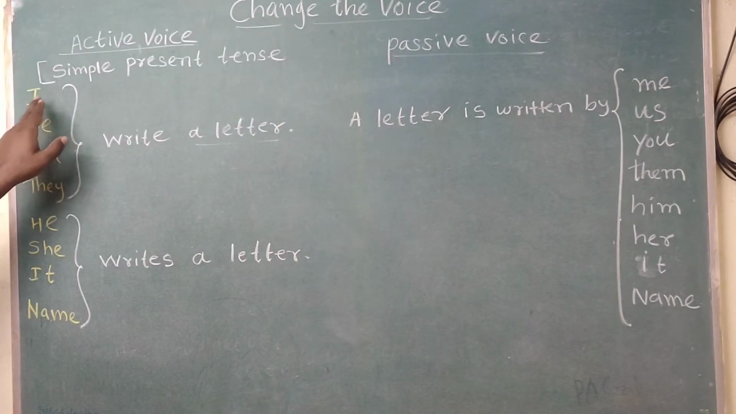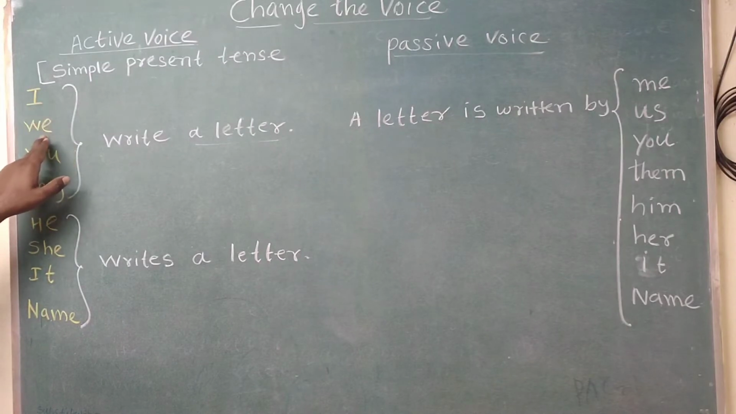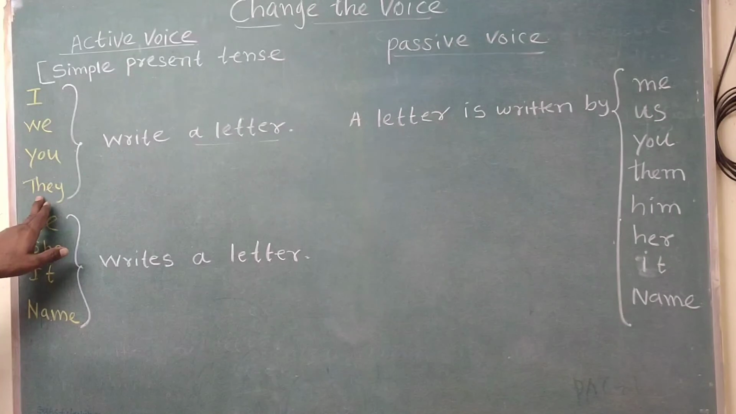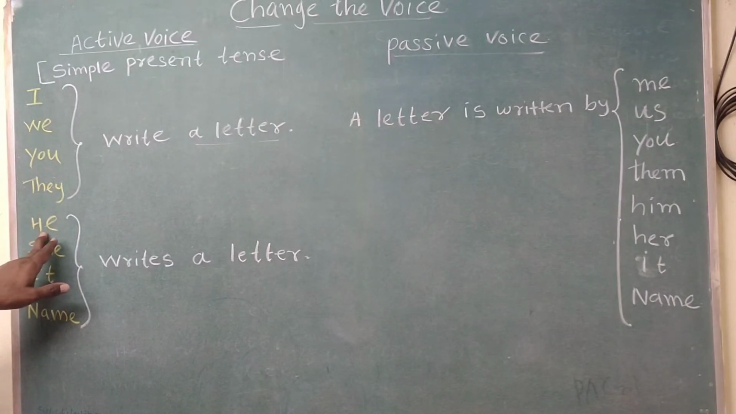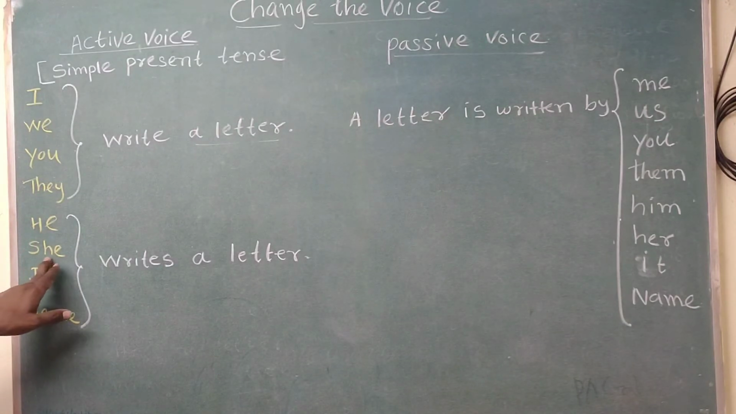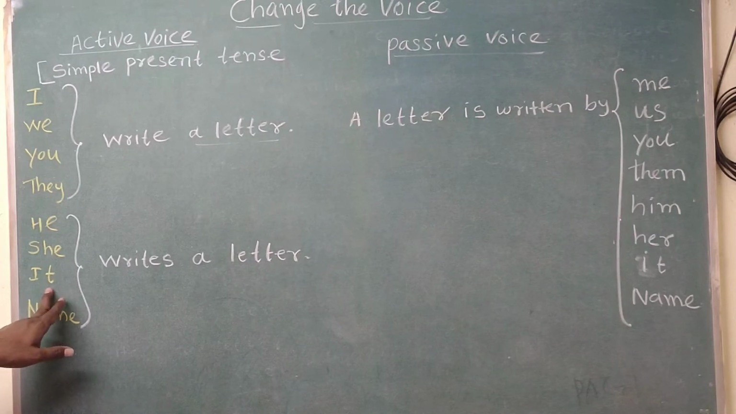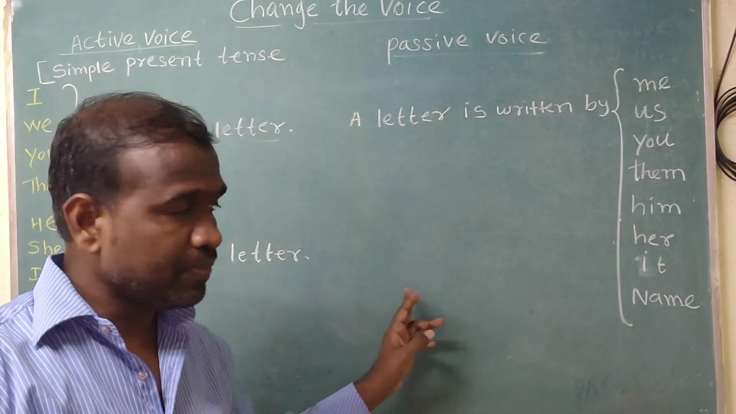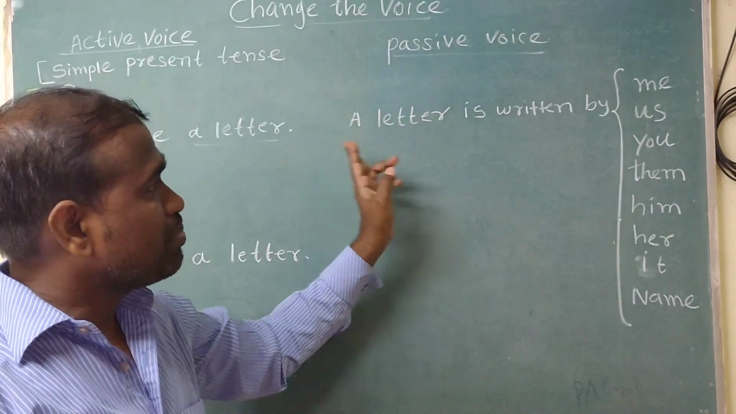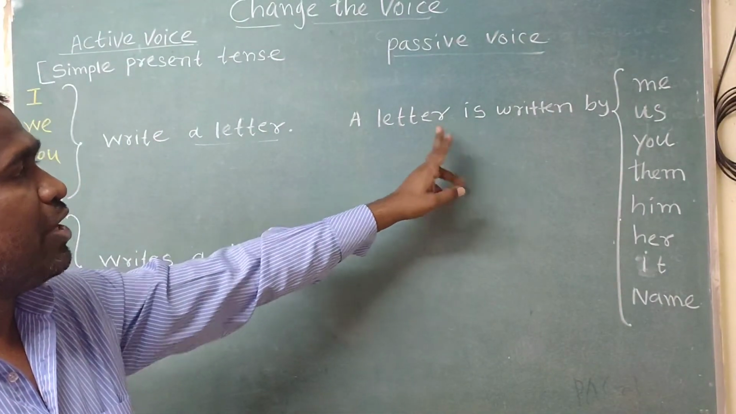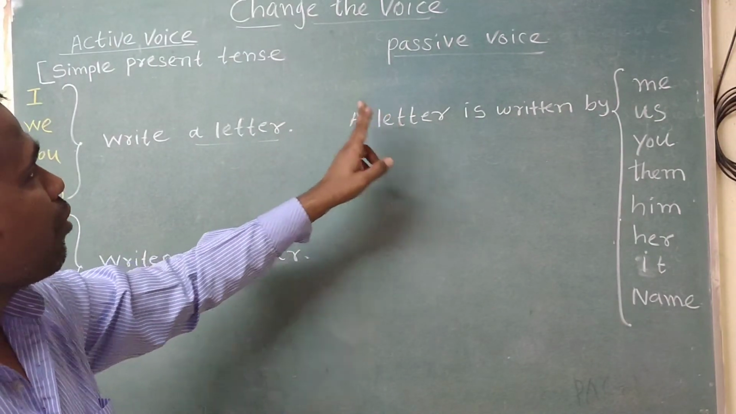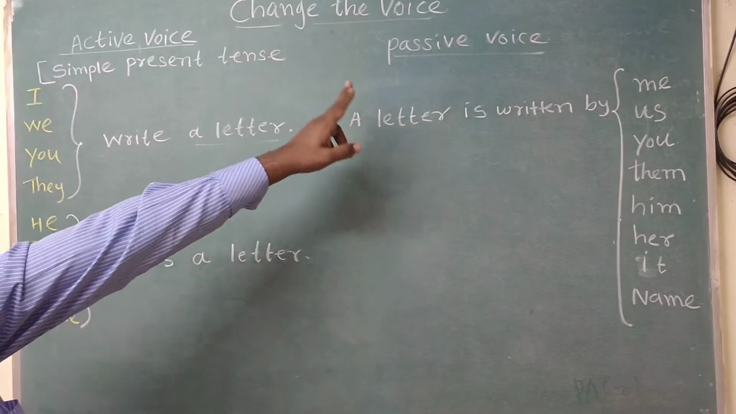passive form. What is the passive form of I? It is me. We, us. You, you only. They, it will become them. He will get converted into him. She will become her. It will remain it only. And name will remain name only. Now students, if you use this pattern, then you will be able to convert any sentence from simple present tense to passive voice.